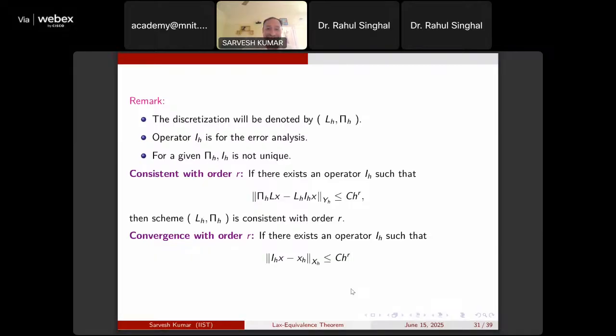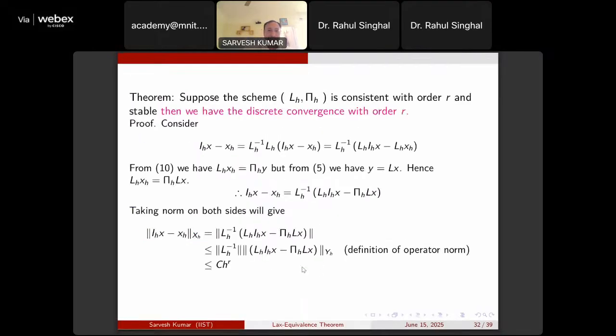Okay, so here I said this IHX is the operator from X to XH. So both belong to XH. So this makes sense. That's why we have to introduce this IHX minus XH. Now both belong to XH and therefore this is meaningful.